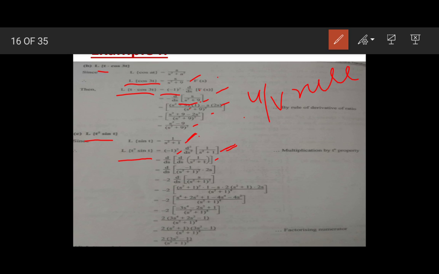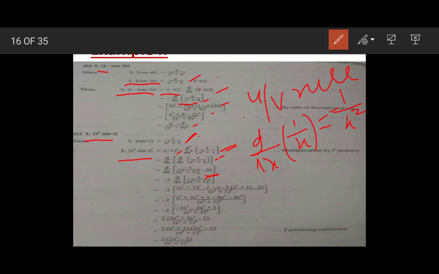So 1 upon s square plus 1, derivative of, we know that derivative of 1 upon x is minus 1 upon x square. Hence the derivative of 1 upon s square plus 1 will be minus 1 upon s square plus 1 the whole square into derivative of s square plus 1, applying the chain rule. So derivative of s square plus 1 will be 2s plus 0. So it is minus 2s upon s square plus 1 the whole square.